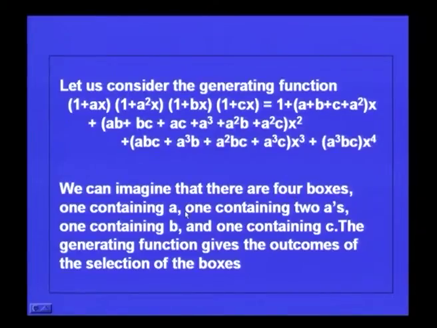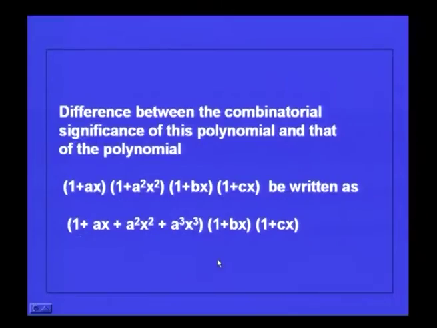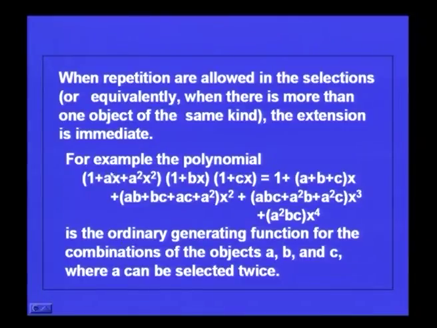So, this represents that there are 4 boxes, one containing A, one containing 2 A's, one containing B and one containing C, and this generating function gives the outcomes of the selection of the boxes. When you select one box, what happens? When you select 2 boxes, what are the things inside that, and so on. This is different from what we considered earlier, where you have 3 objects A, B, C, where one object is allowed to be selected more than once. That is, A is allowed to be selected twice.